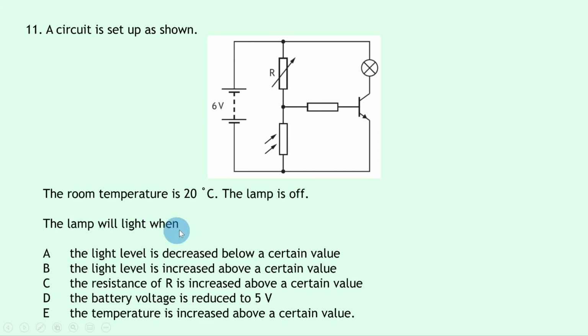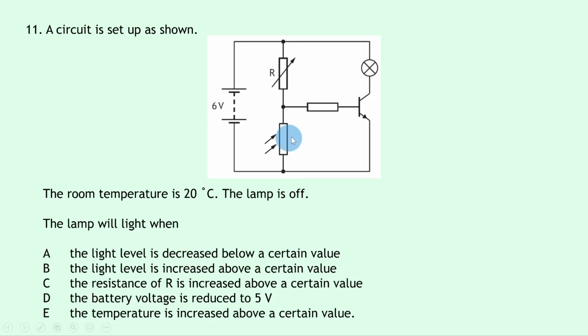And it then says the lamp will light when the light level is decreased below a certain value, the light level is increased above a certain value, the resistance of R is increased above a certain value, the battery voltage is reduced to 5 volts, or the temperature is increased above a certain value. Well, what we need to do here is think about light, because this is a light dependent resistor, an LDR, so it's going to change its resistance based on the light conditions.